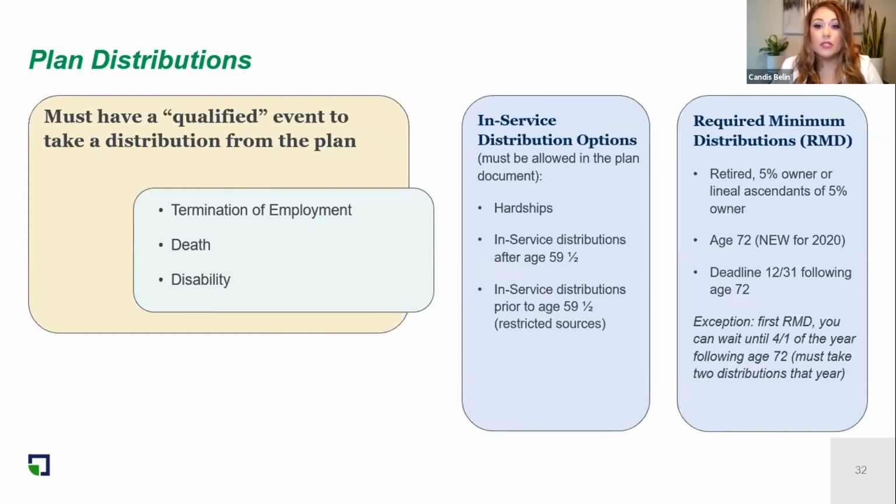Required minimum distributions are for basically owners that are over age 62, 5% owners. The deadline for those required minimum distributions, which we assist in helping you calculate, is December 31st. Now, it's the year following the date when you turn age 72, except for your very first RMD, you can actually wait until April 1st of the next year. Now, just know that if you do that, then you're actually taking 2 distributions that year, because that very next one, that second one, and every one beyond that are due by December 31st.